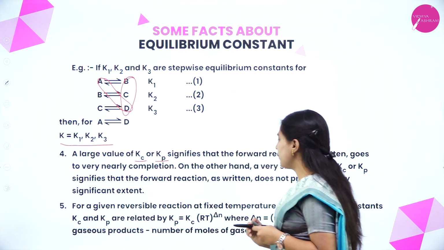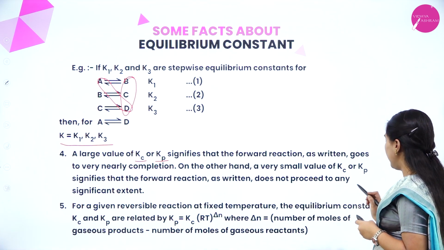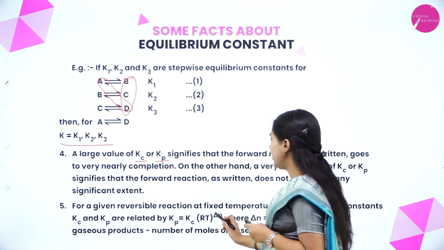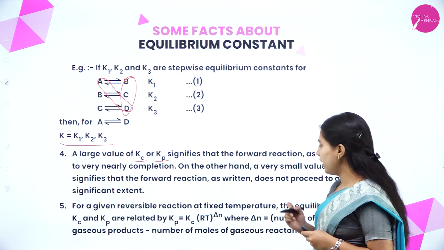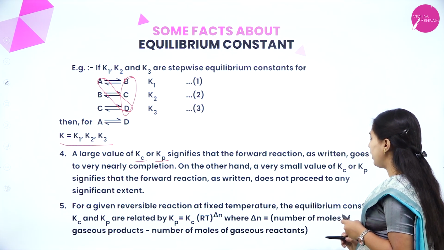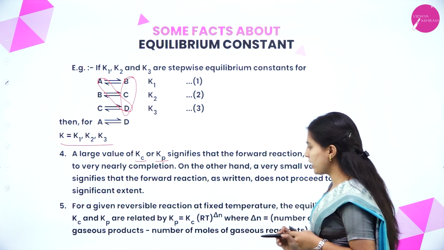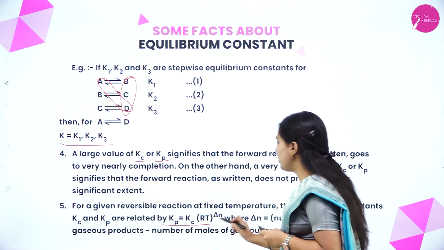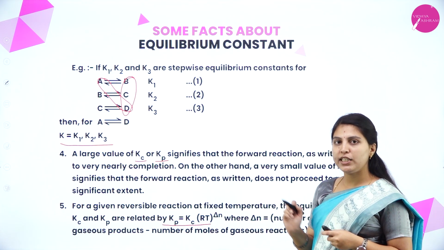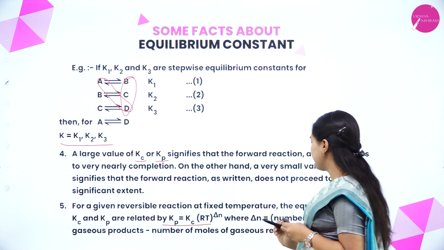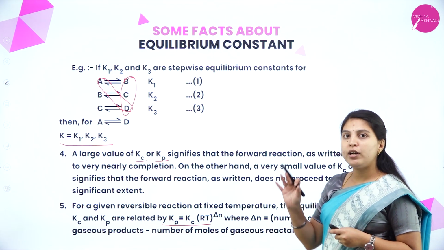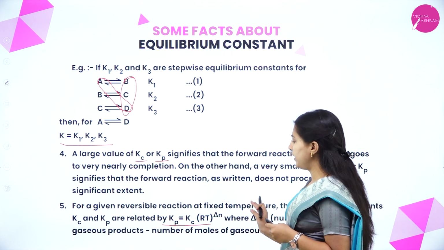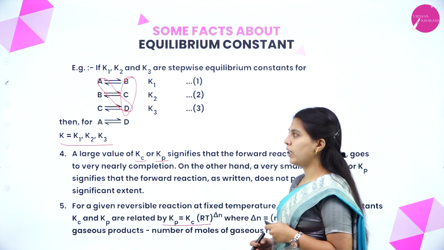For a given reversible reaction at a fixed temperature, the equilibrium constants Kc and Kp are related by Kp equal to Kc into RT to the power delta N, where delta N is equal to the number of moles of gaseous products minus the number of moles of gaseous reactants. This formula is very much important: Kp equals Kc into RT to the power delta N. That delta N is nothing but the number of moles of gaseous products minus the number of moles of gaseous reactants. How many moles there are can be identified from the balanced equation.